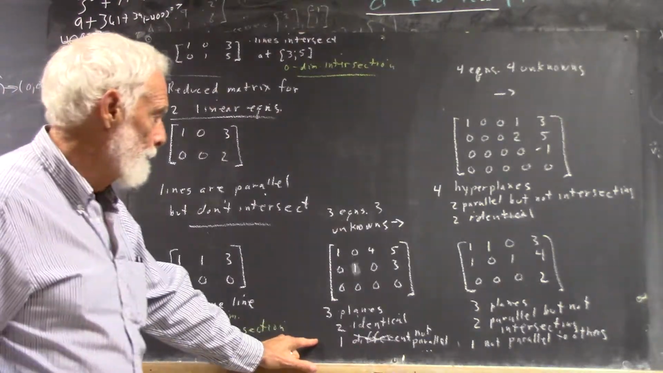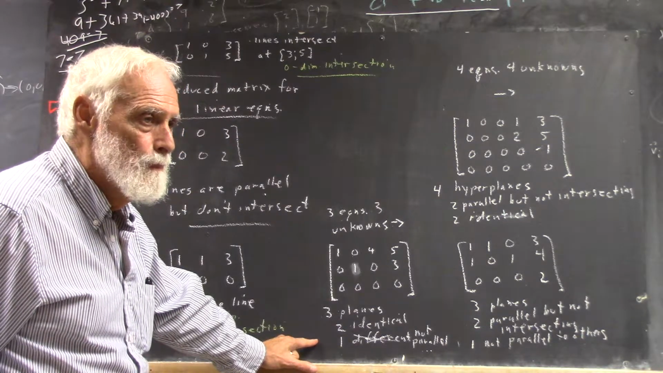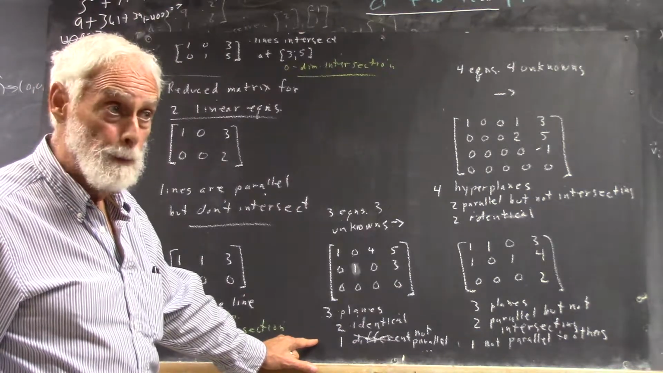What happens here? Well, you get a 1-dimensional intersection. Your intersection is a plane, right?